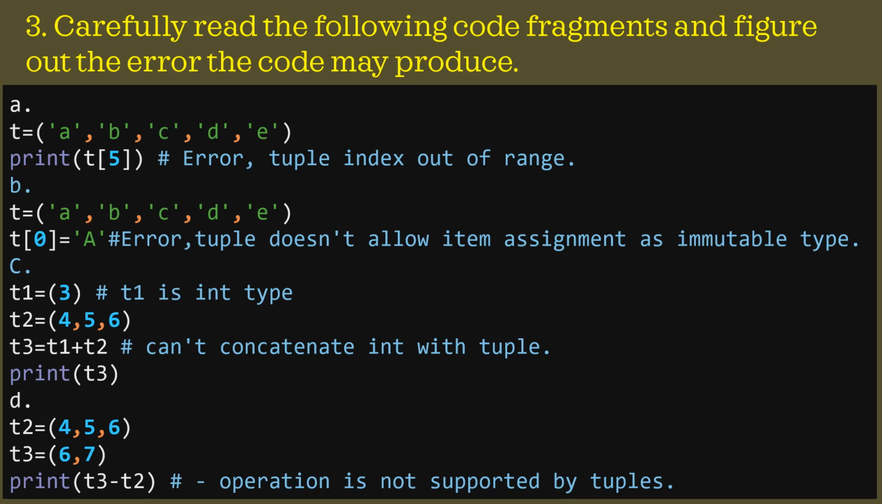Now t3 = t1 + t2. Here we are trying to concatenate one integer with another tuple. This is not possible, because we cannot concatenate an integer with a tuple. Now t2 = (4, 5, 6) in the form of a tuple, and t3 is another tuple having values 6 and 7. Now we are trying to subtract one tuple from another, that is t3 - t2, which is not possible because the subtraction operation is not supported by tuples.